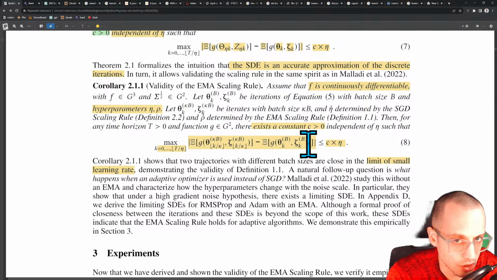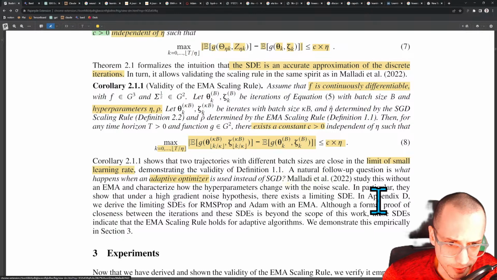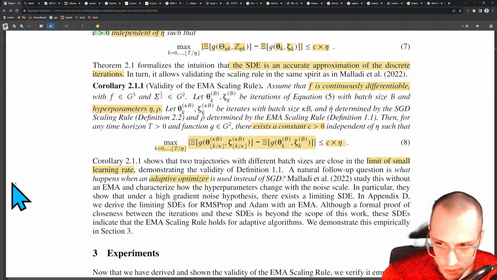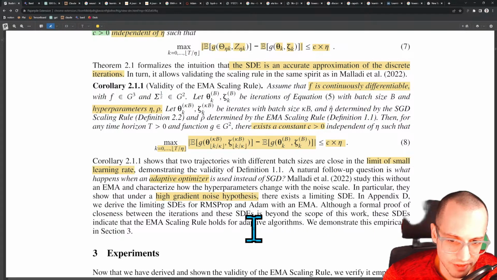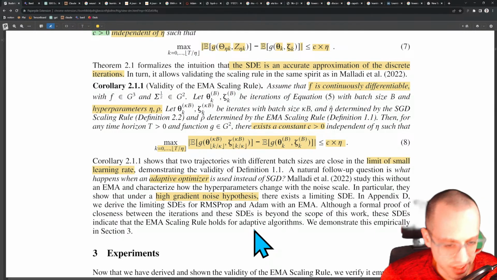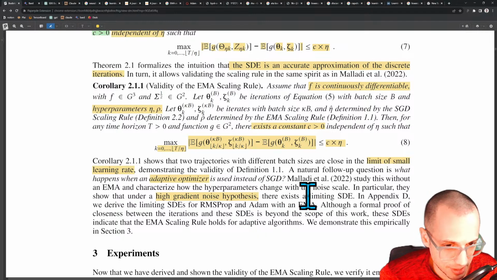Okay, a natural follow-up question is what happens when an adaptive optimizer, so some optimizer that adapts, is used instead of SGD? Maladi studied this without EMA and characterized how the hyperparameters change with the noise scale. In particular, they showed that under a high gradient noise hypothesis, so this is just a fancy way of saying that if you believe that your data set and your mini batch samples have a high gradient noise, right, then there is a limiting SDE.